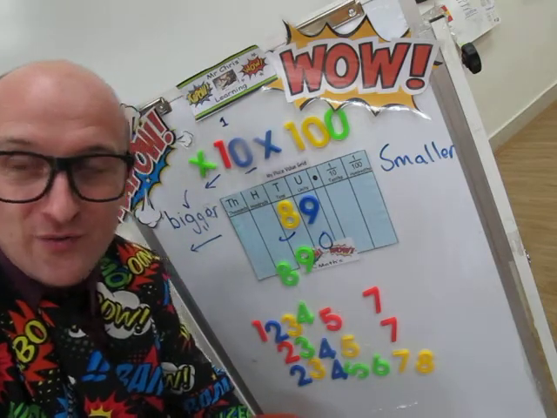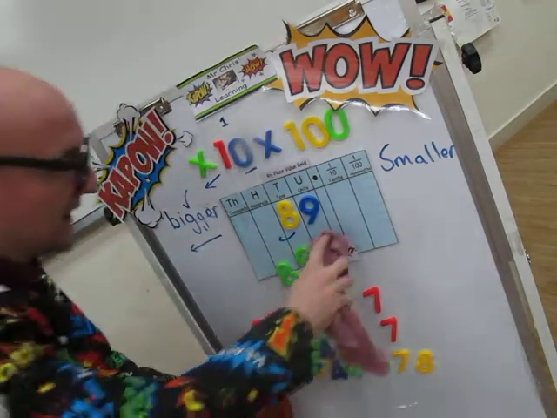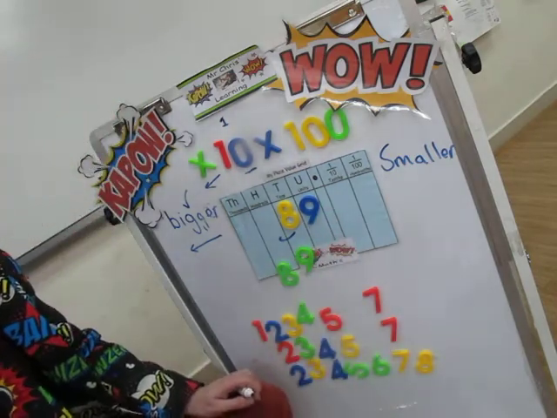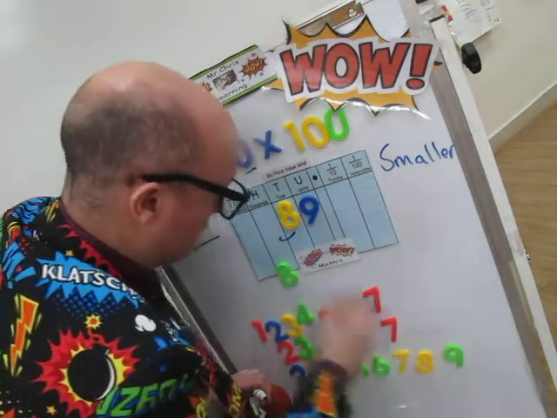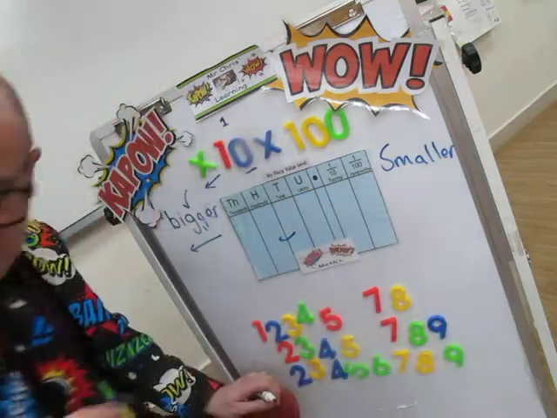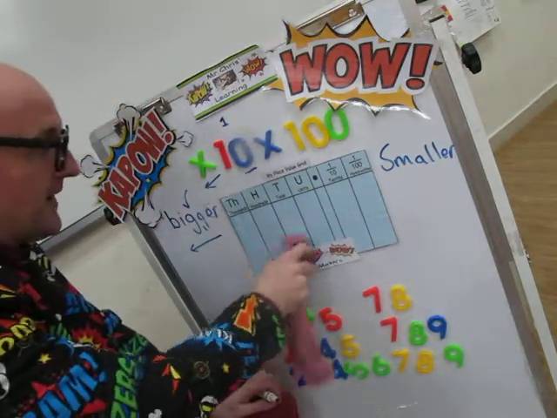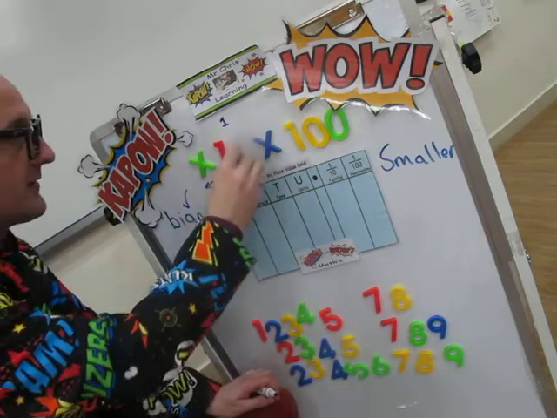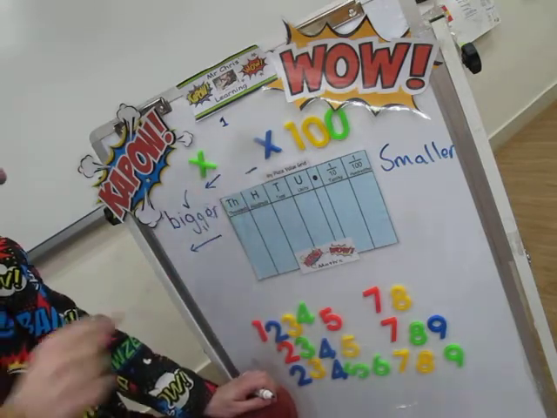890. Well done. Right, now let's have a look. You can, like I say, play many games with this at home. Now we're going to see if we can multiply by hundreds. Okay, so let's take these out. We're going to multiply by hundreds.